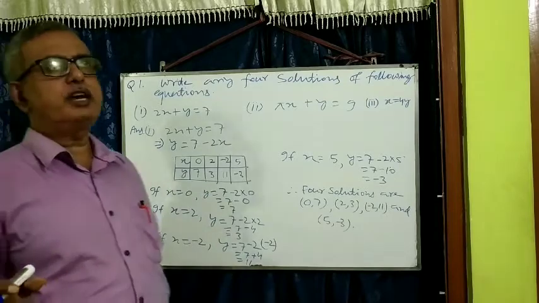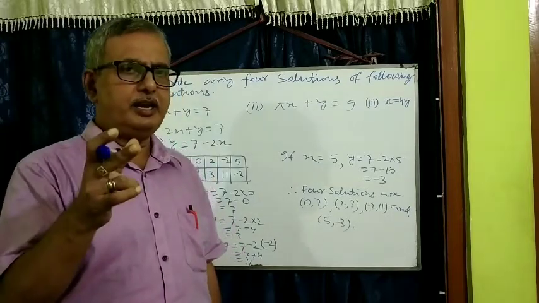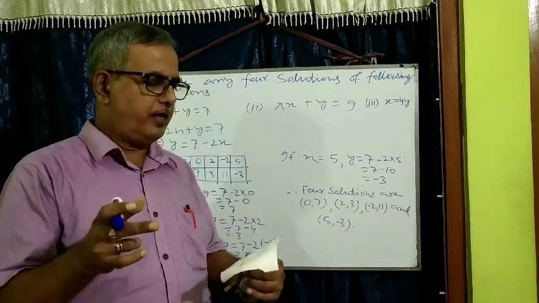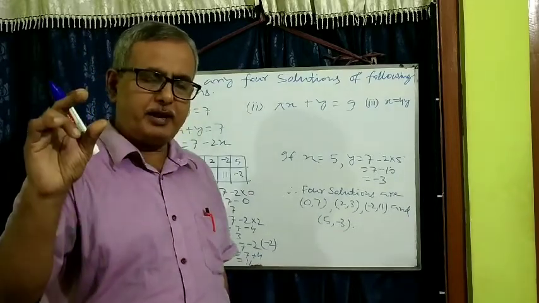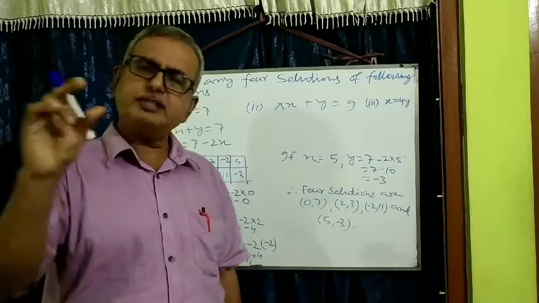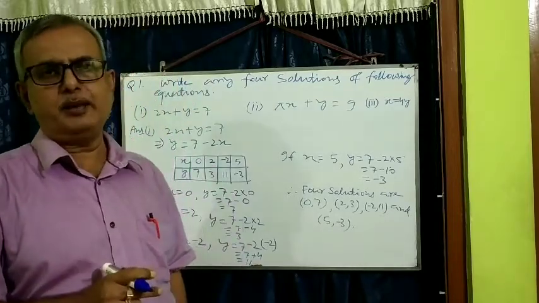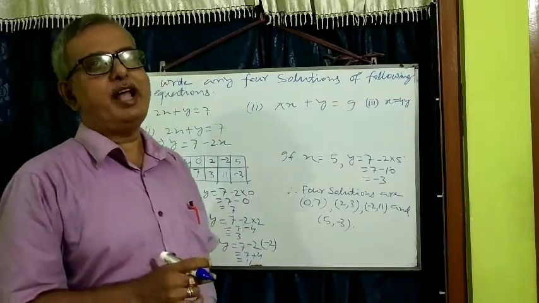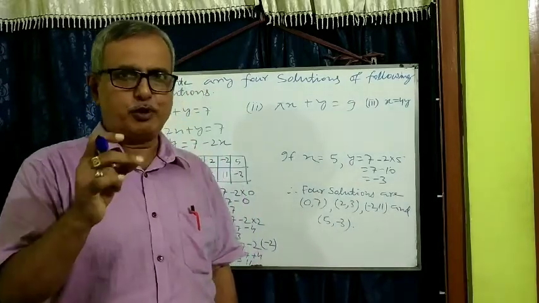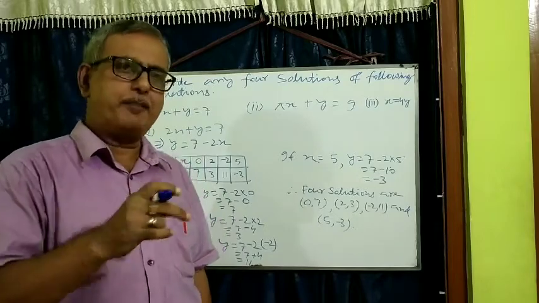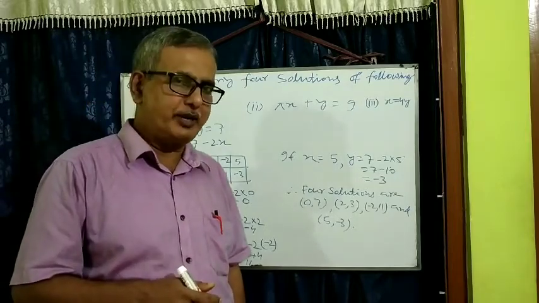So my dear students, the very first question in exercise 4.2 is: one equation in 2 variables will be given, and you have to identify how many solutions there will be. 1 solution, 2 solutions, 3 solutions, 4 solutions, many solutions. What will happen? Do you understand?